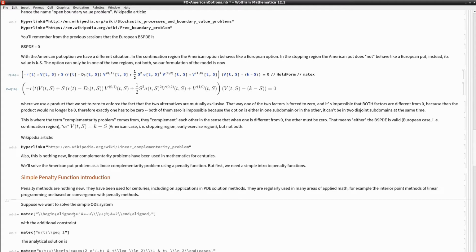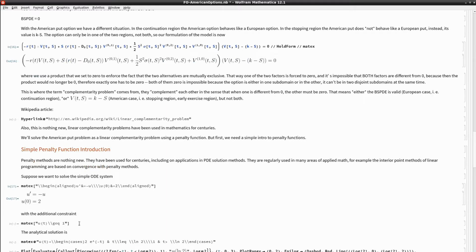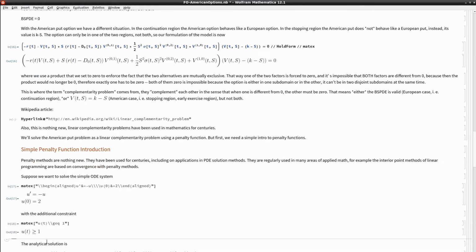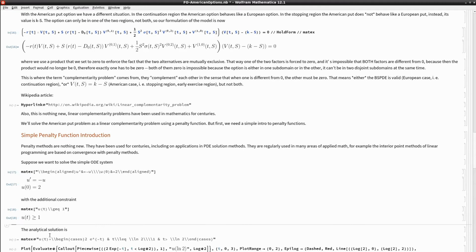So let's assume we have a very simple ODE system. We just want to have u' equals minus u, and our initial condition is u(0) equals 2. Okay, that is a very simple solution. We can easily integrate that by hand, but we also have the additional constraint that we want the solution to never be below 1. Right, u(t) is larger or equal to 1.